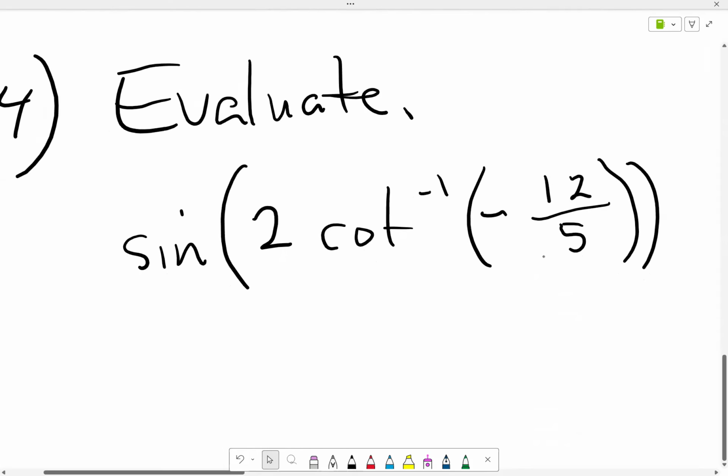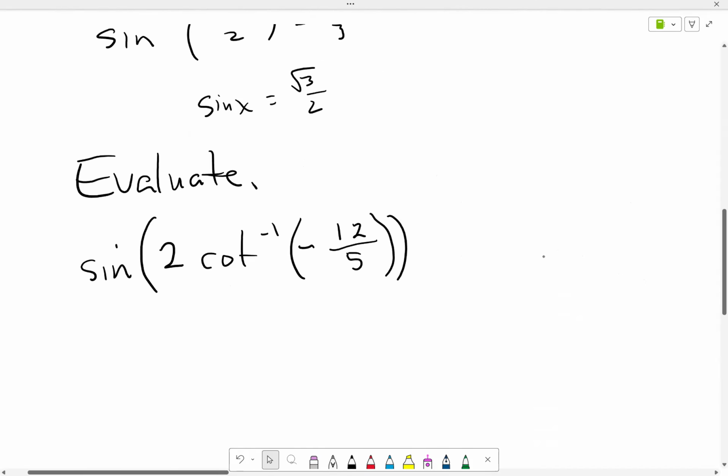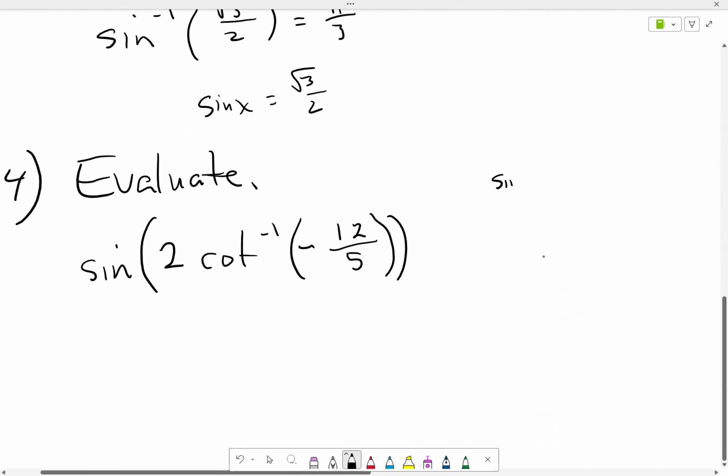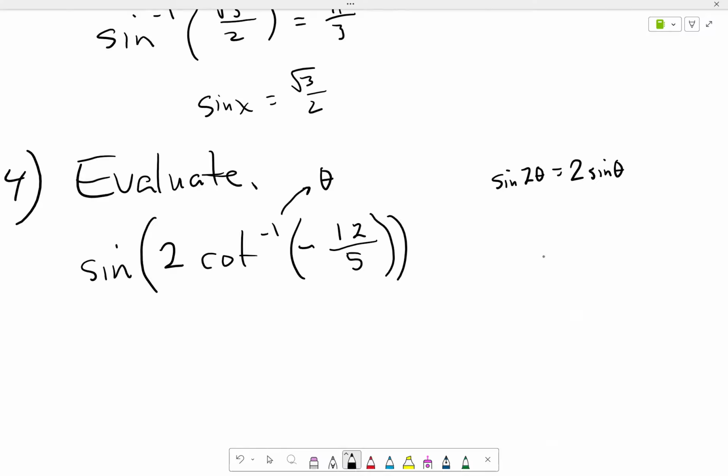Okay. Yeah, we can't just take a 2 out of here. I want some help. Who'd like to talk me through this one? Jonas, yes. If you want to use that property that we learned from math class, you can consider cotangent inverse of negative 12 over 5 as theta. Then we can use the property that sine of 2 theta equals 2 sine theta cosine theta.